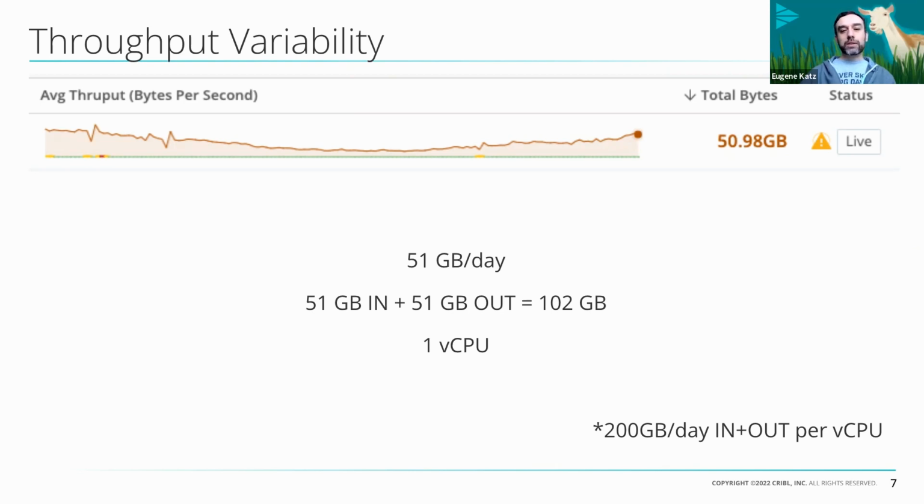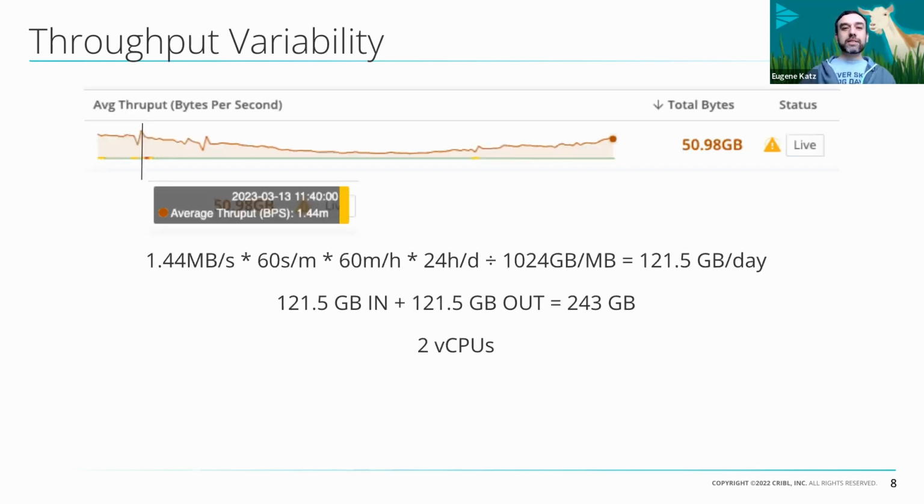Assuming we're outputting 1-to-1, which is not always the case. Sometimes you might be writing something to an object store for full fidelity and then reduced to another destination. But for simplicity's sake, this is what we're looking at here, and that's 102 gigabytes per day. So really one vCPU should be enough, right? And the node there on the bottom is 200 gigabytes per day in and out per vCPU. I mean, that looks fine, but of course it doesn't.